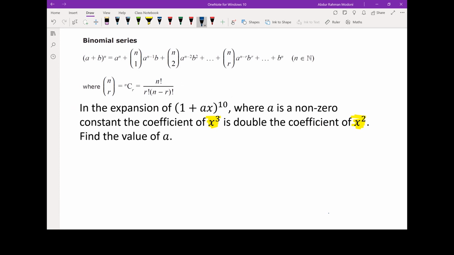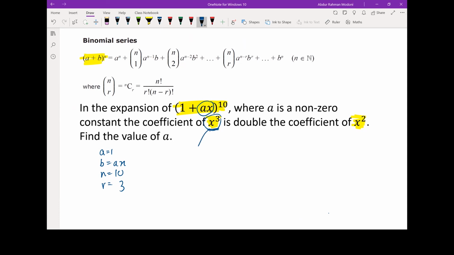So if we were to rewrite this in this particular form, is it rewritten? Is it written in that form? Is x where we want it to be? Yeah, okay. So let's go and actually compare what a is. So a is equal to 1, b is equal to ax, n is equal to 10, and for this x cubed term, r is equal to 3. Okay, so that's for the x cubed term.